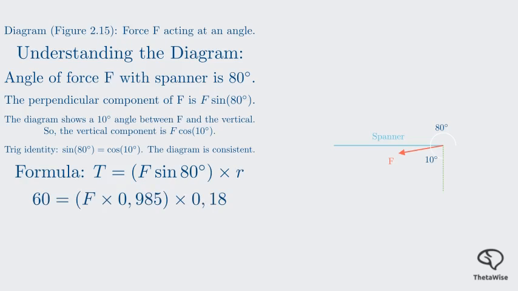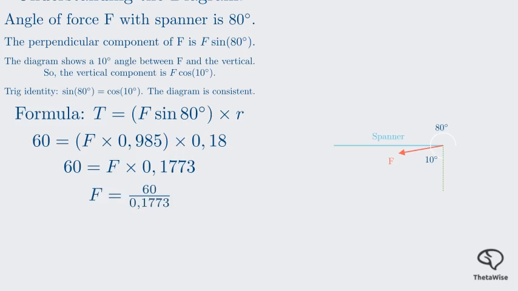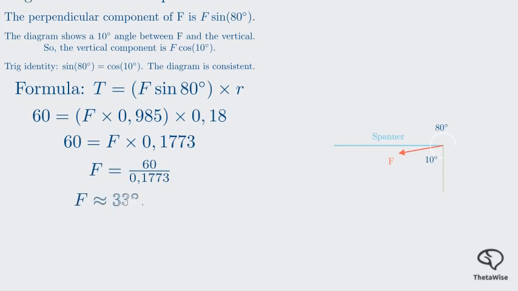Let's substitute the given torque of 60. We multiply 0.985 by 0.18 to get 0.173. Now we have 60 equals F times 0.173. To find F, we divide 60 by 0.173. The result is a force of approximately 338.41 newtons.